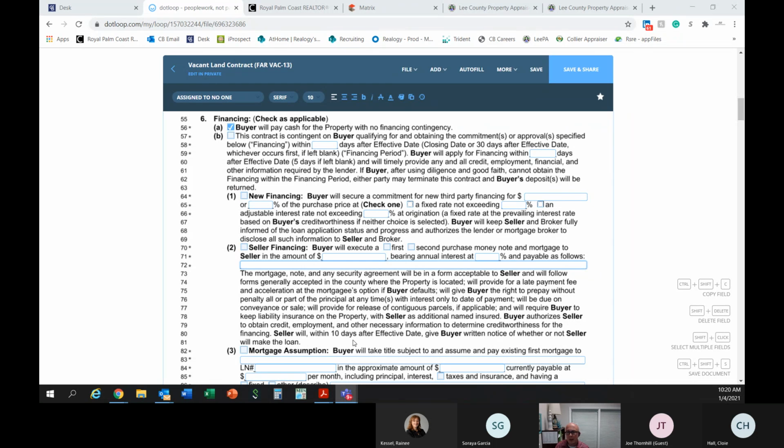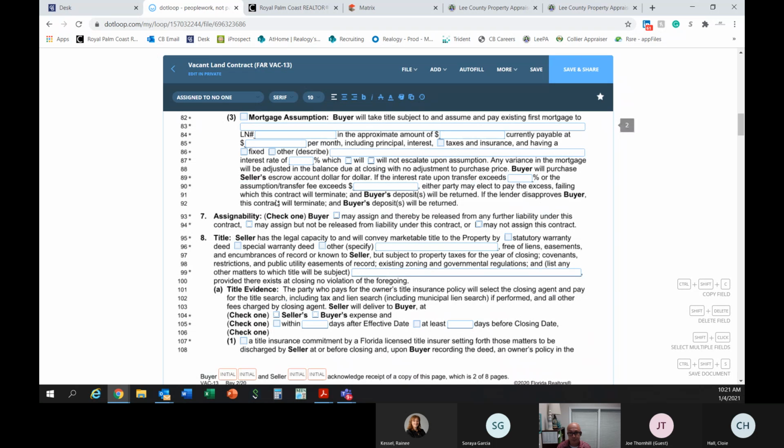financing. Seller will, within 10 days after the effective date, give buyer written notice of whether or not seller will make the loan. Okay, so seller has 10 days to perform their due diligence to determine whether or not they want to qualify the buyer for financing on their own account.